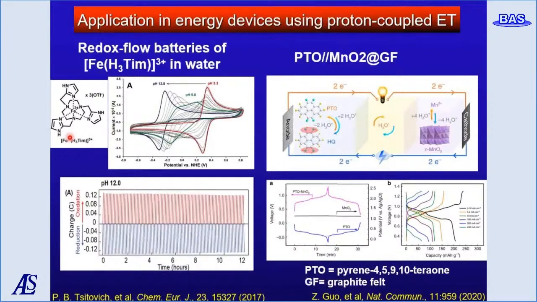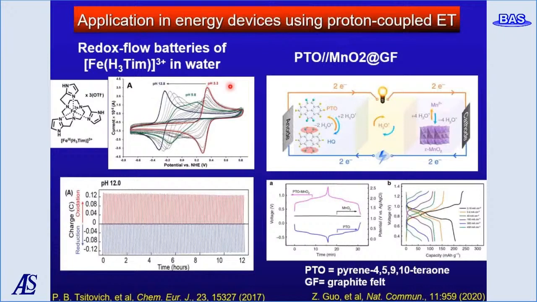Recently, several energy storage devices based on proton-coupled electron transfer reactions in aqueous solution have been reported. Here are two examples. The first one is an iron triimidazole coordination complex. A single iron compound shows proton-coupled electron transfer over a wide range of pH, and they used it in batteries with the basic and acidic potential difference.